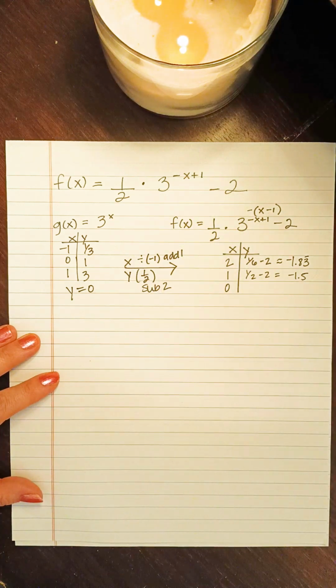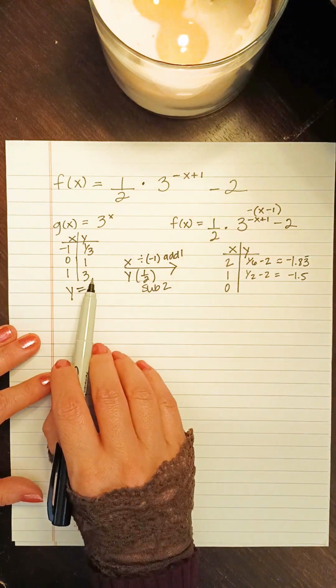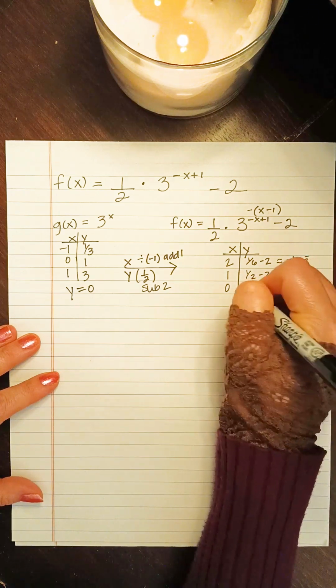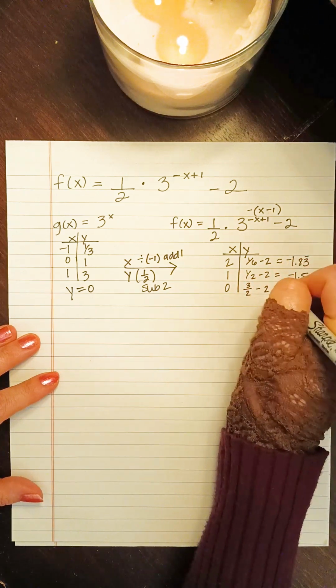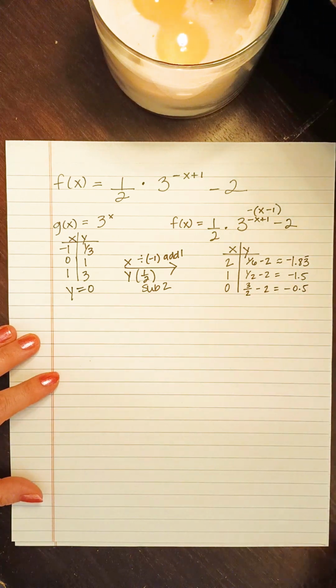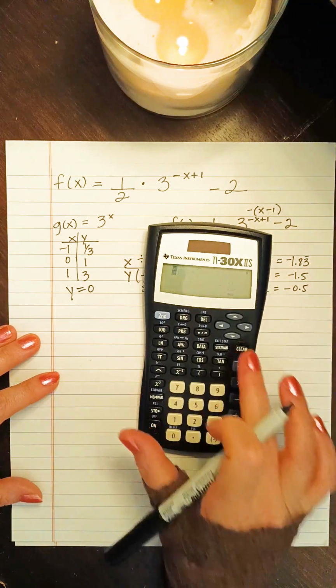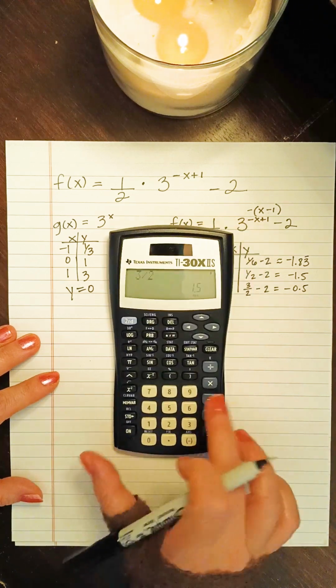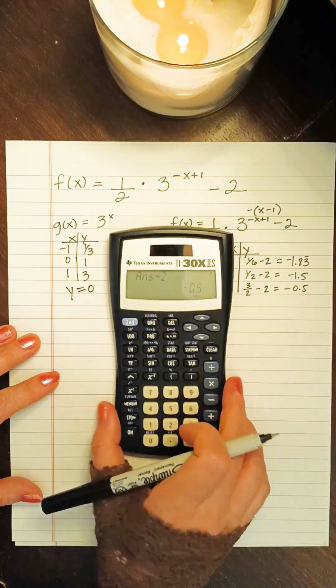Negative 1. And then 3 times a half is 3 halves minus 2. And again, we have another easy one, negative 0.5. So 1/2 to 1/2 minus 2. So negative 0.5.